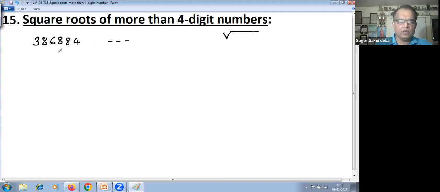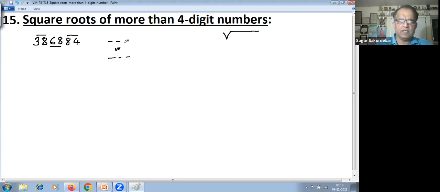Square of any 2-digit number will be maximum 4 digit. Square of any 3-digit number will be either 5 digit or 6 digit, as you can see here. For square root you have two options or two answers, so dash dash dash or dash dash dash. So make groups of two from the right: the last group, the middle group, and the first group.